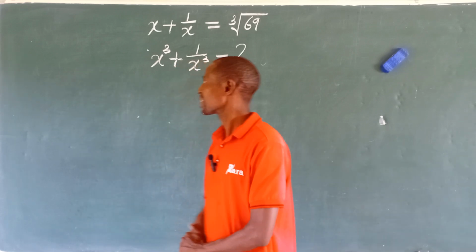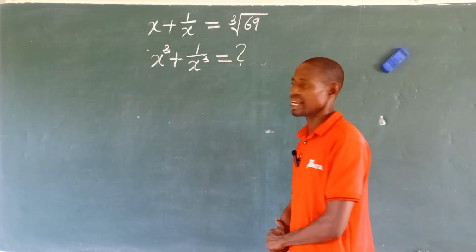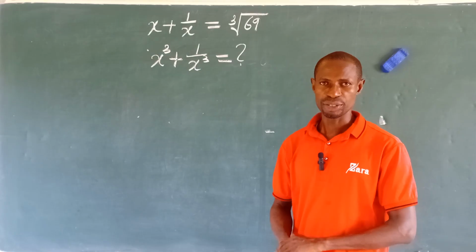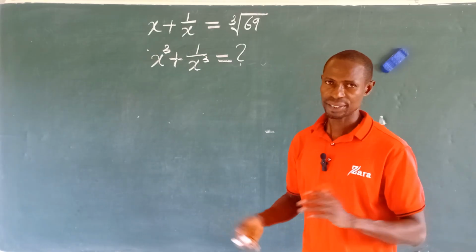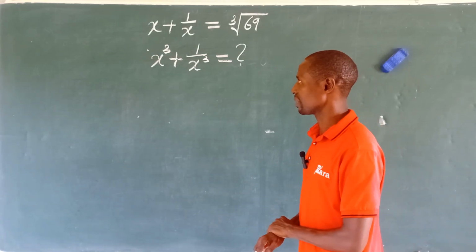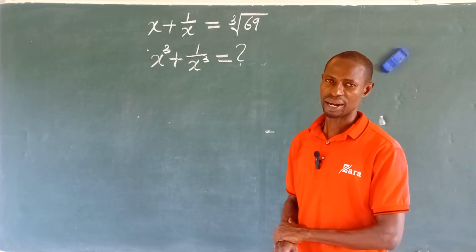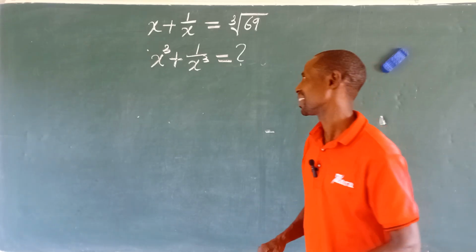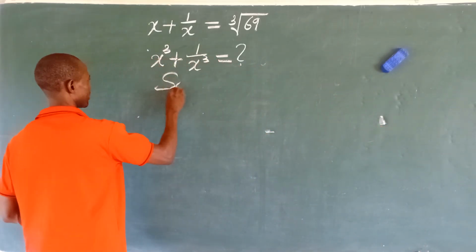Welcome to today's class. We have x plus 1 all over x equal to the cube root of 69. We are asked to look for x to the power of 3 plus 1 all over x to the power of 3. This is a very simple question. So we take our solution.